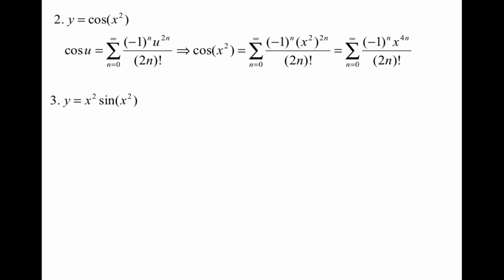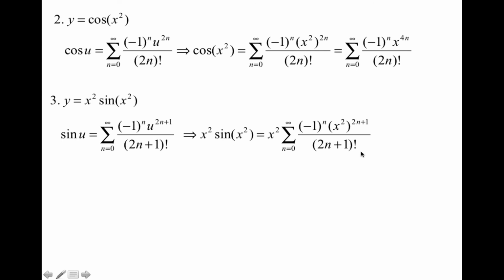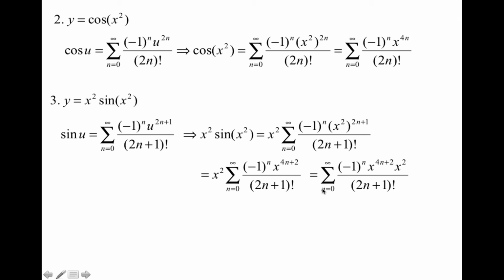Now, if you have one like this one, x squared times sine x squared, you're first just going to deal with the sine x squared, because whatever this series is, this x squared is just going to multiply it. So sine x squared is similar to sine u. Replace u with x squared, and then since the sine is being multiplied by x squared, the series also gets multiplied by x squared. And I can use exponent properties to simplify. And I can even pull in the x squared, so it will combine with this x to the 4n plus 2 to give me the following.